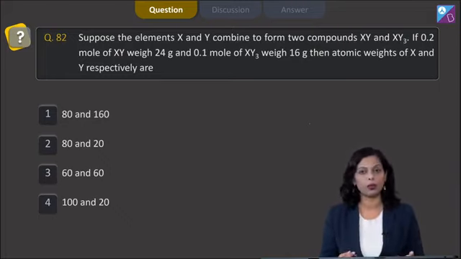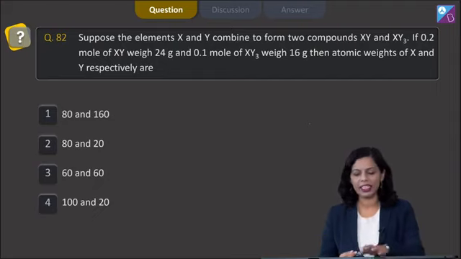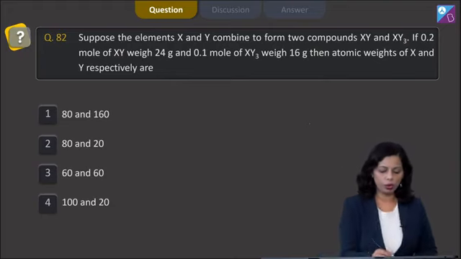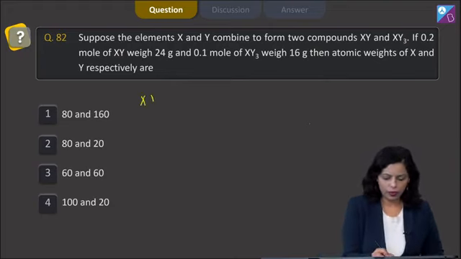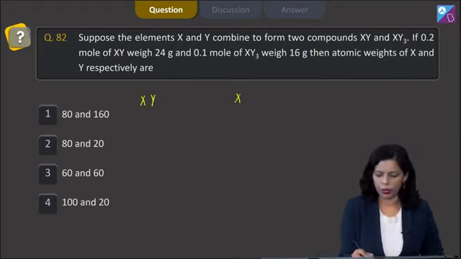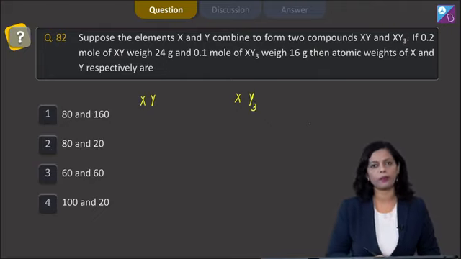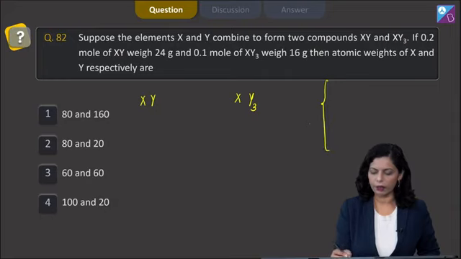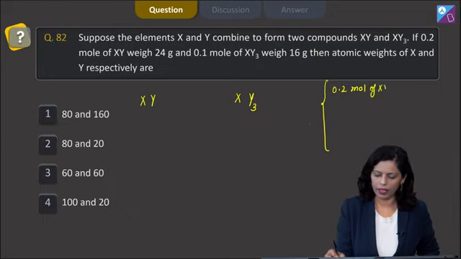And what is the mass of 1 mole? That is the molar mass, right? Now, the atomic weights of X and Y respectively are. So two things are given. One is the two different compounds XY and XY3, right? Another thing which is given here is the weights. 0.2 mole of XY is weighing 24 gram.